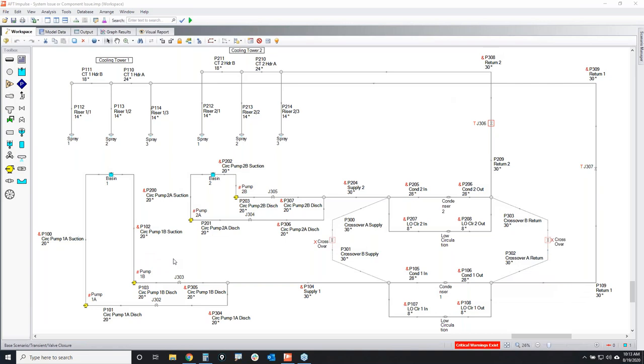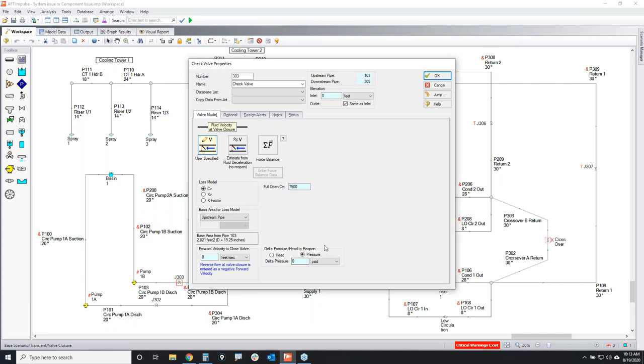I have some check valves on the discharge of each of these pumps, and these check valves are going to open and close instantaneously because I'm just doing a simple check valve model. I'm not trying to do any sort of force balance where the disc will be able to close based upon the pressure across that check valve. Once these pieces of criteria are met for velocity and pressure, that's what's going to cause the valve to open and close. And when it opens, it's going to pop to its fully open position of 7,500.